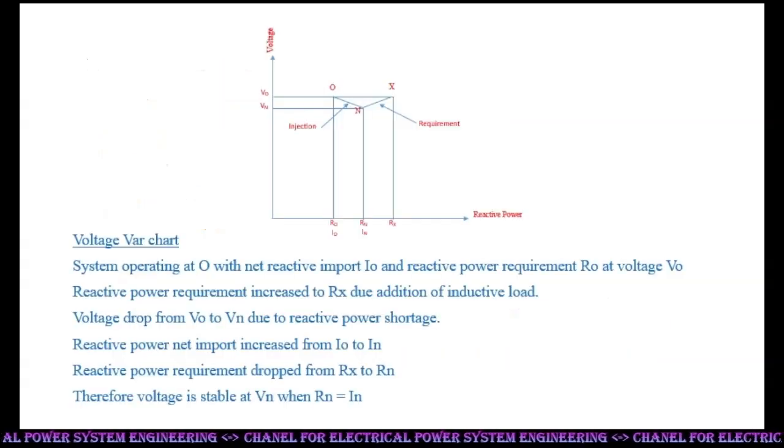Voltage-var chart. The system is operating at O with net reactive import IO and reactive power requirement Ro at voltage Vo. Reactive power requirement increased to Rx due to the addition of inductive load. Voltage drops from Vo to Vn due to reactive power shortage. Reactive power net import increased from IO to N. Reactive power requirement dropped from Rx to Rn. Therefore, voltage is stable at Vn when Rn is equal to N.